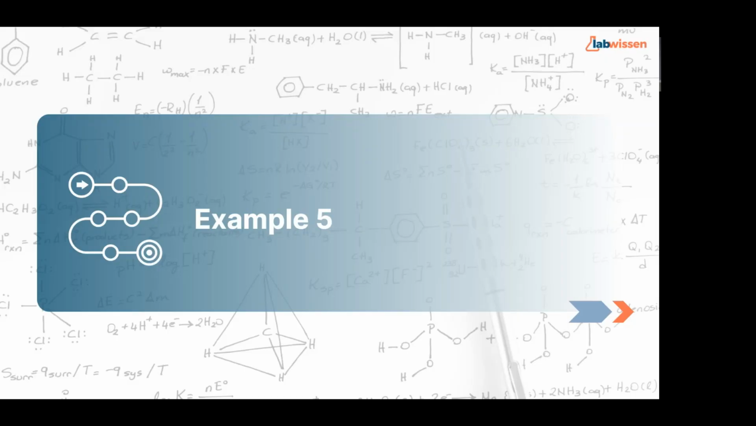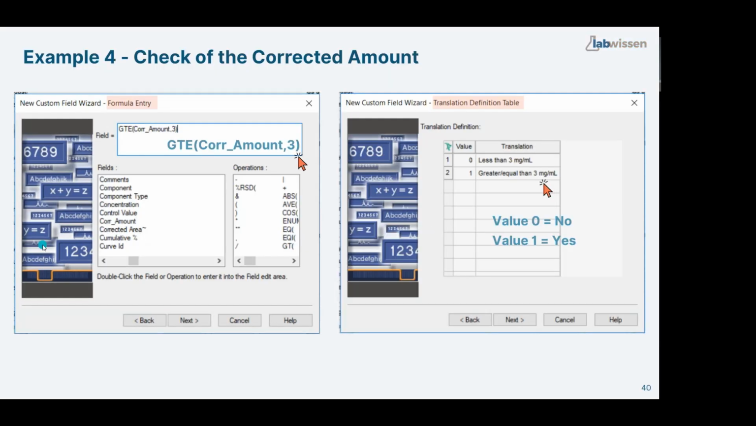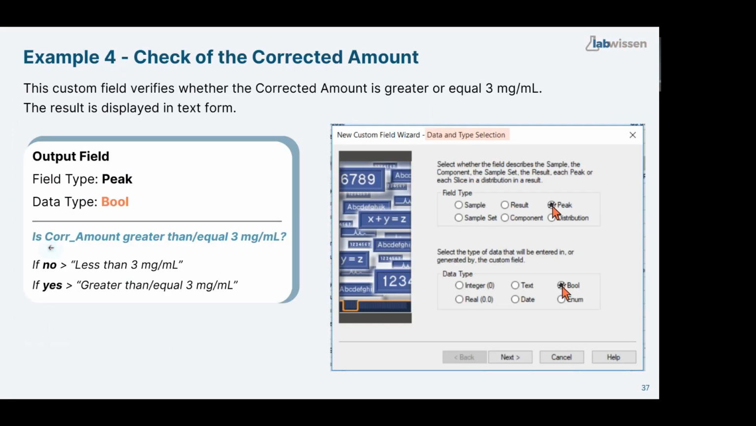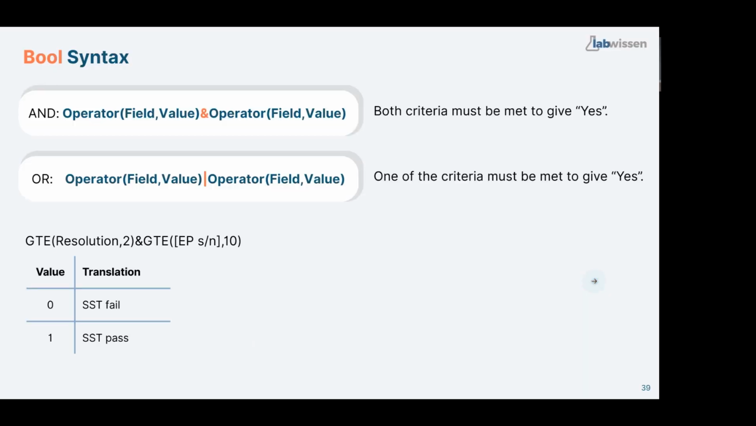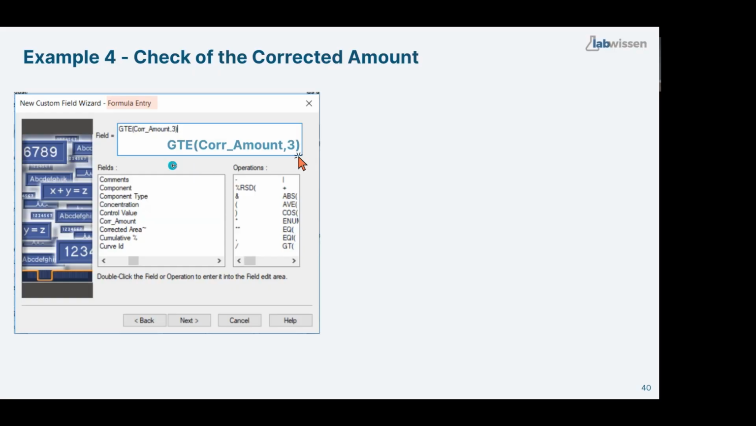Paul, maybe I can take your question right now. What if it equals 3 milligram per milliliter? Would that be a void answer? No, because my question is greater than or equal. So maybe I go to the formula. Sorry, so here, greater than or equal to 3. So equal refers to the answer yes in this case. Greater than or equal, corrected amount 3, so it refers to the answer yes. I hope I understood your question right and could answer it.